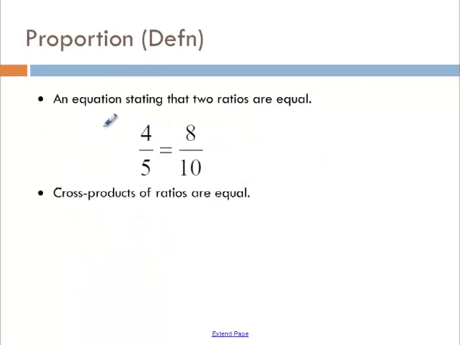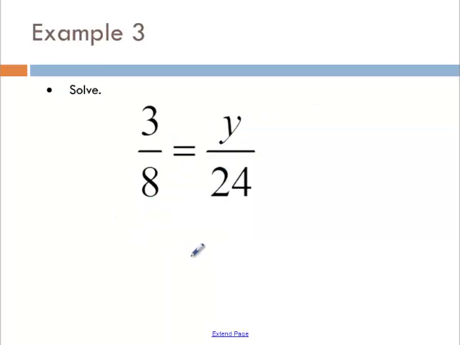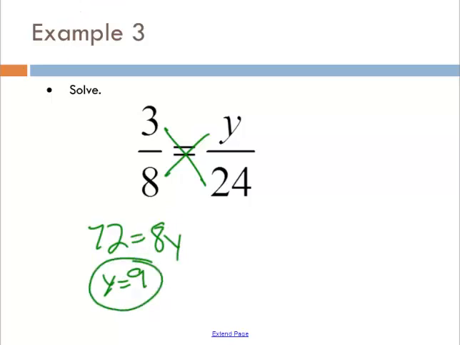So a proportion is two ratios that are equal. Whenever you simplify a ratio and set two of them equal to each other, you actually get a proportion. Then you're able to do the cross product, which we've been calling cross multiplying. If I cross multiply, 4 times 10 is 40, and 5 times 8 is also 40. So cross multiplying works when the proportions are equal. Let's try solving for y. I'm going to cross multiply. 3 times 24 is 72, and 8 times y. We get y is 9.